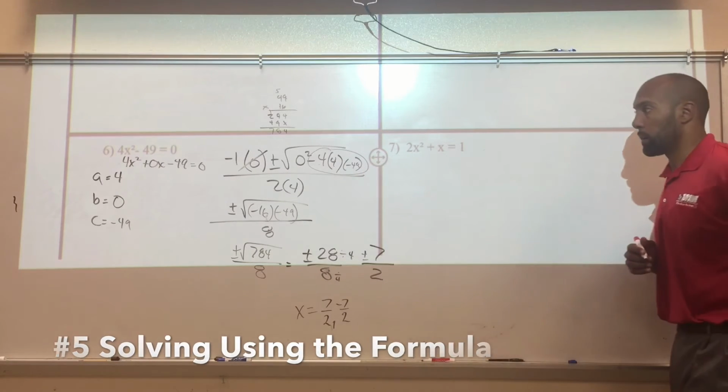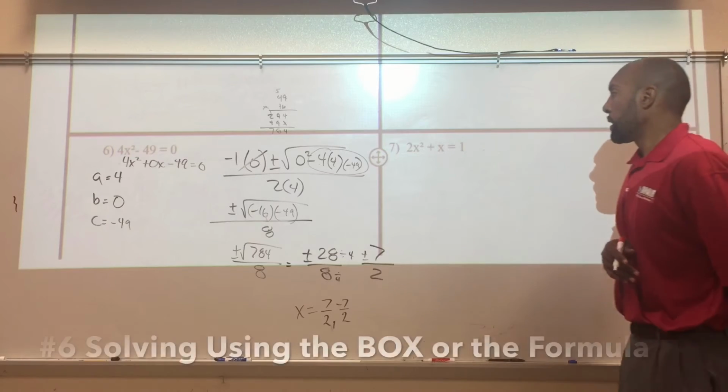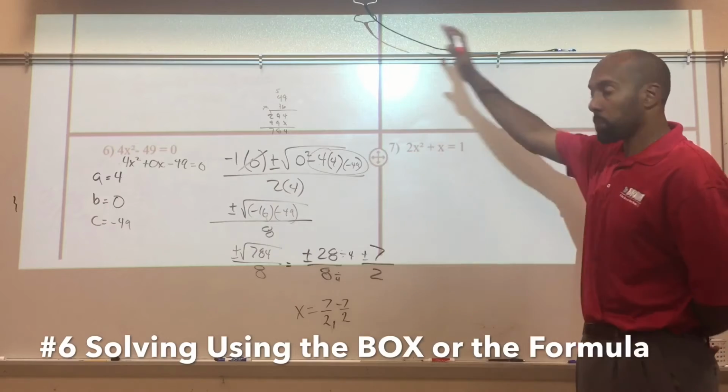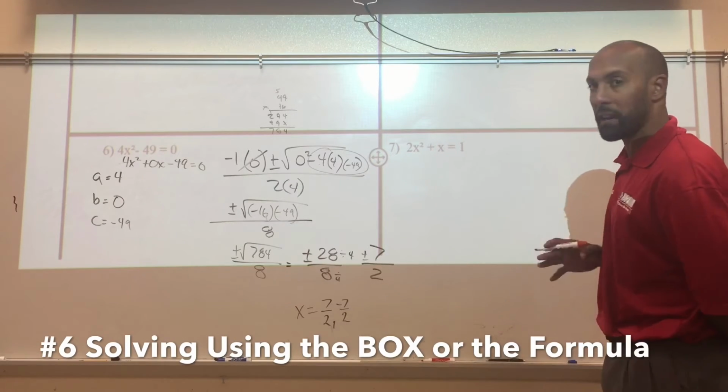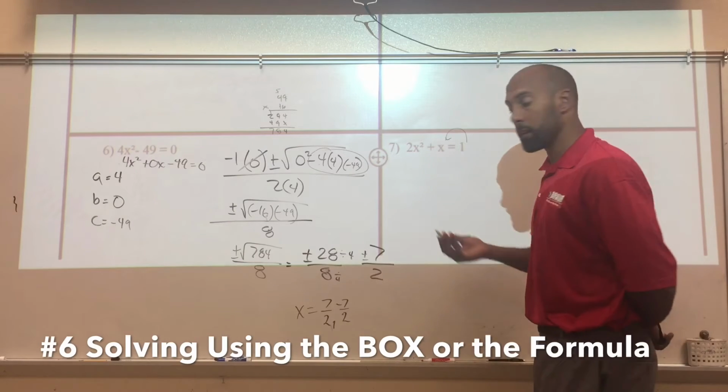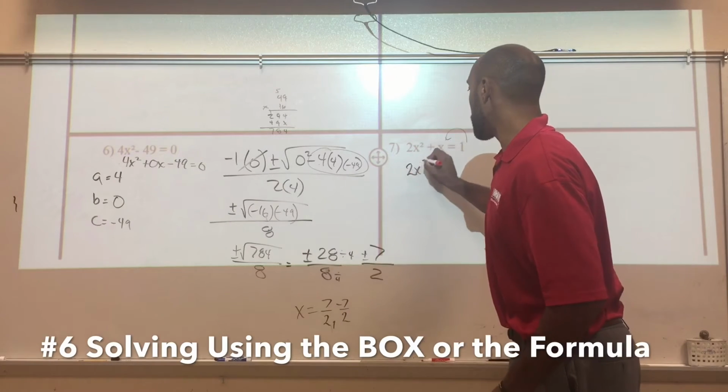All right, so now the second one. All right, number 7. Now, kind of looking at it, it's not equal to 0. All these problems so far have been equal to 0. Let's make it equal to 0. I got to move the 1 over here. Remember, if you move it, just change the sign. So now it'll become negative 1.